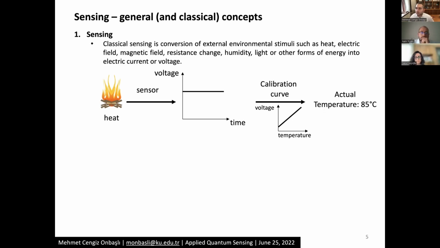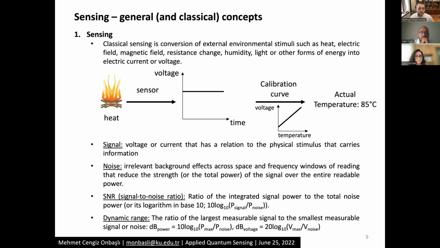There's nothing quantum about it, and let's understand where quantum starts picking up and how its advantages are going to be relevant. So to understand that, we need to define our signal-to-noise ratio and dynamic range, and those are going to be actually highly relevant for our quantum sensing applications as well.